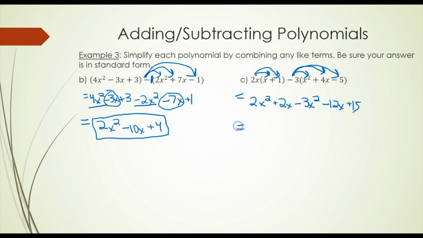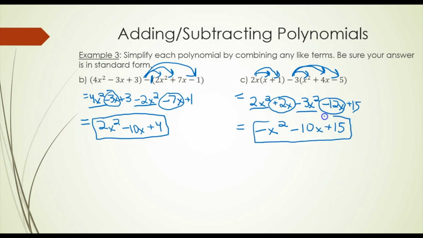Combine like terms. 2x squared minus 3x squared is negative x squared. Plus 2x minus 12x is negative 10x. And you follow through with the plus 15 at the end. And that's your answer for part C.